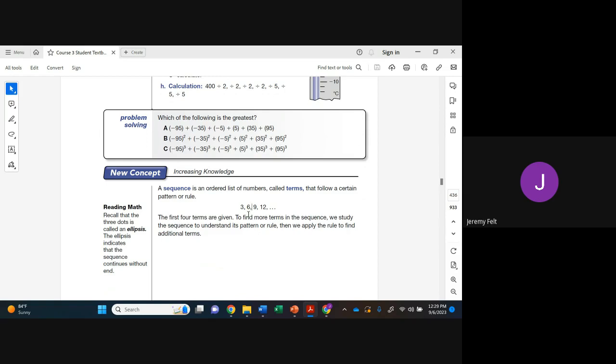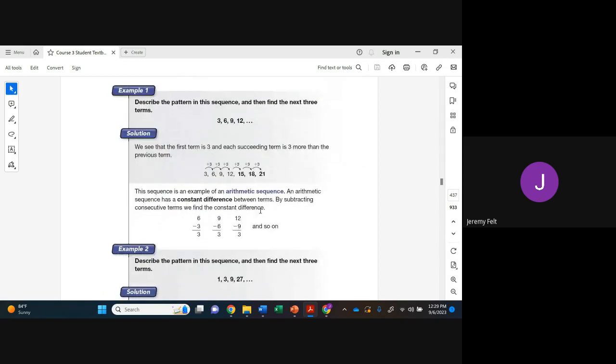In this case, we look at 3 times 1, 3 times 2, 3 times 3, 3 times 4. So we're adding 3 each time, so that's the pattern. If we want to find the next however many terms, we could just take it out. The sequence is an example of an arithmetic sequence.